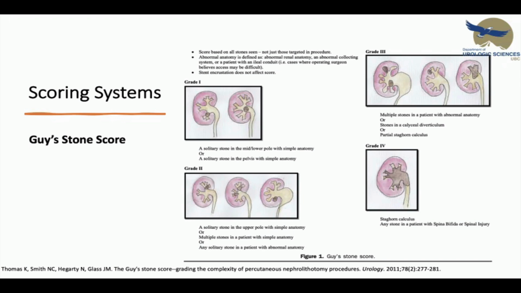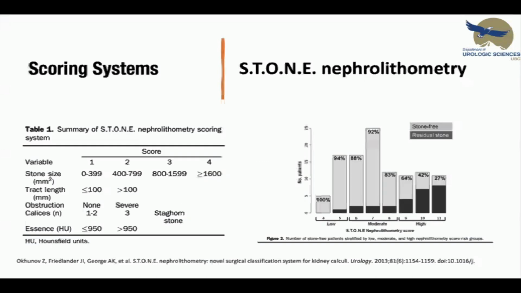The first one is popular, commonly used due to its simple criteria. Score based on all stones seen, not only those targeted in the procedure. Abnormal anatomy is considered as abnormal. Any abnormality such as pelvic kidney, horseshoe kidney, abnormal collecting system, or patient with ileal conduit. And then the patient or the stone is graded from grade 1 to grade 4 according to how complex the stone is. As we can see, there is a diagram, so it's kind of easy for people to use it. And the other scoring system is the stone nephrolithometry.